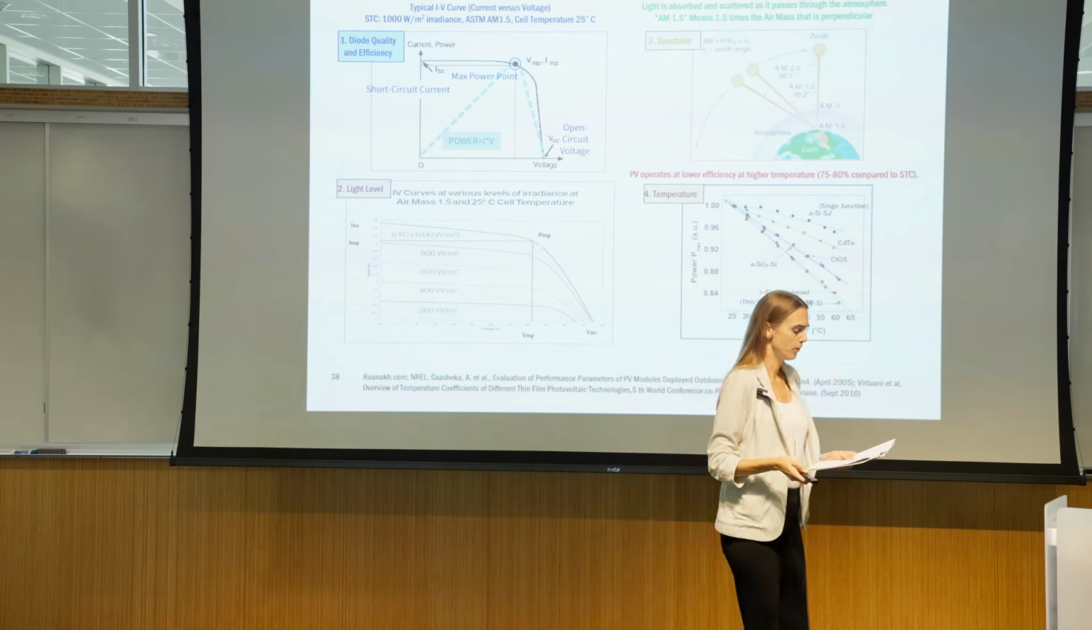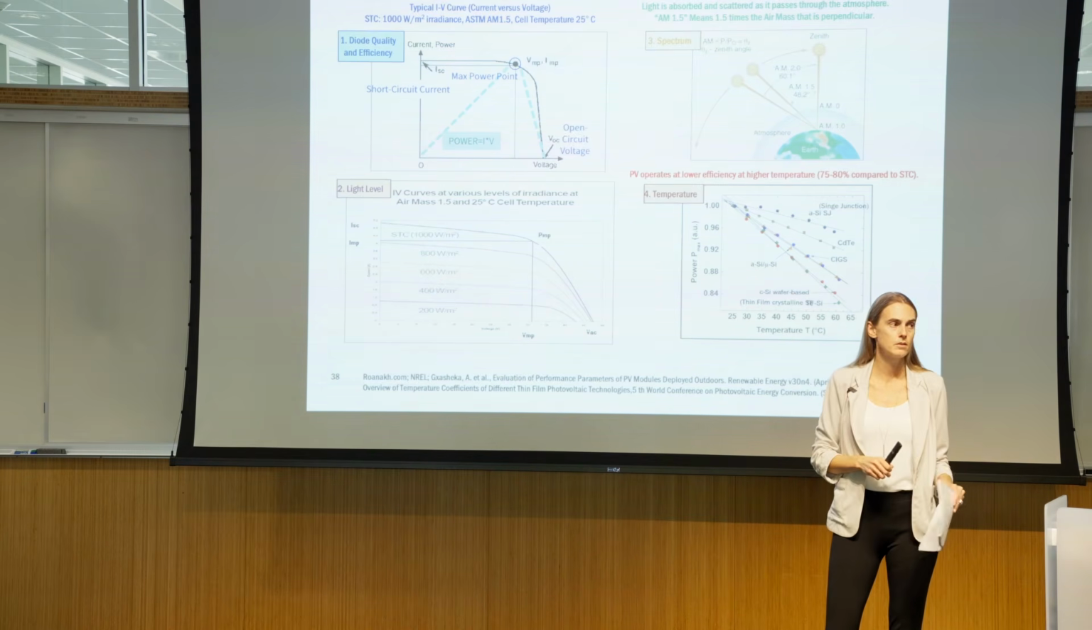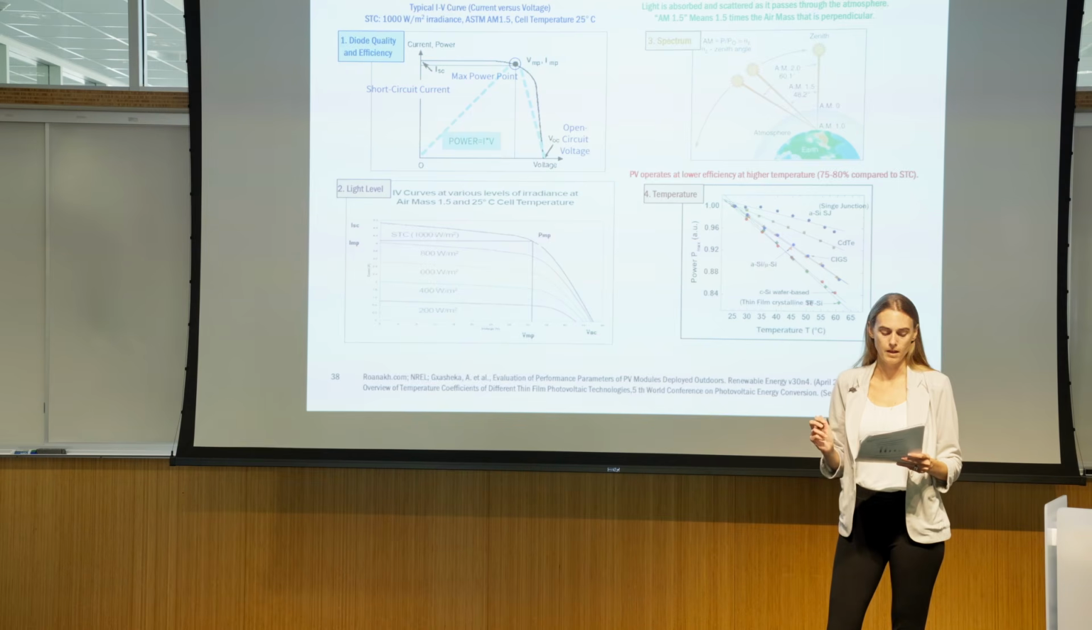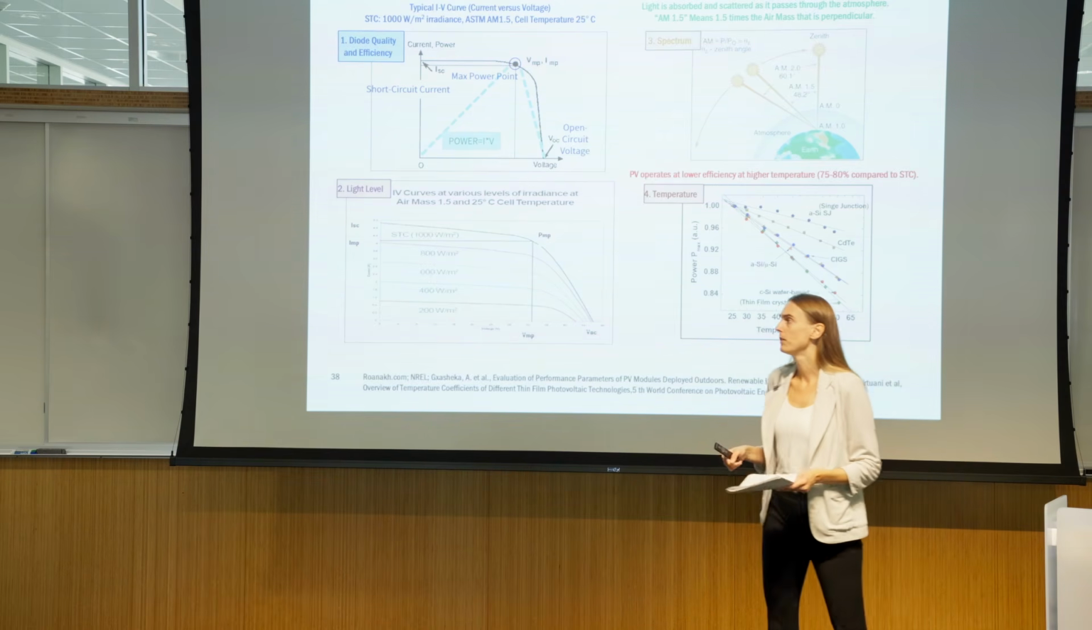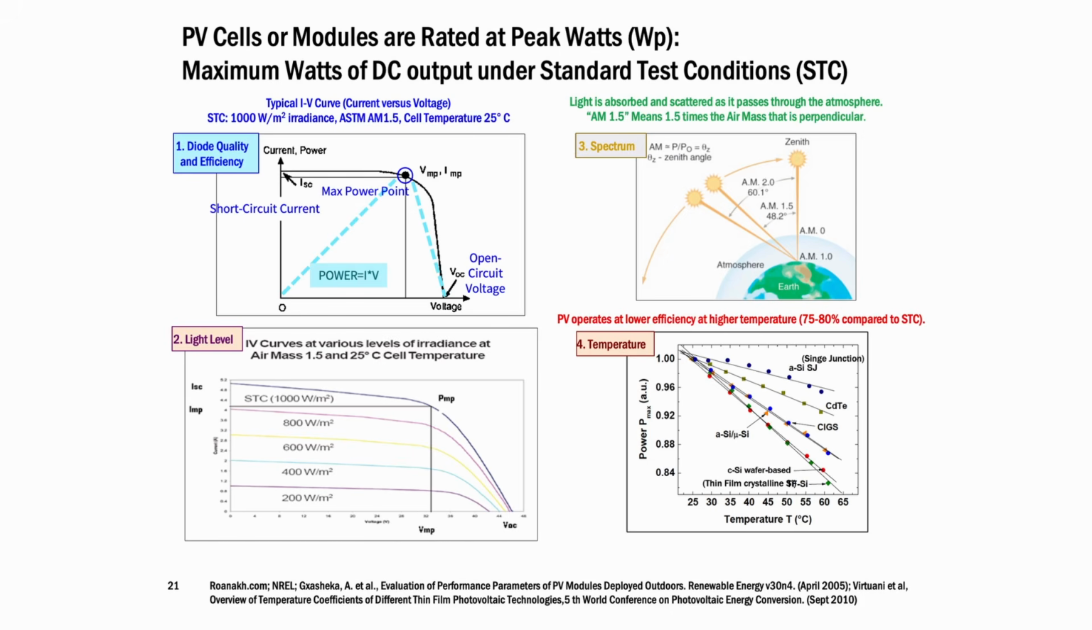The minimum power output of a PV panel is typically measured under what are called standard test conditions, which is at 25 degrees Celsius at an irradiance of 1,000 watts per meter squared, which is basically when the sun is at a 90 degree angle to the equator. And with an air mass of 1.5, which means it's a pretty clear day. There's not a lot of particles in the air to disrupt that light.